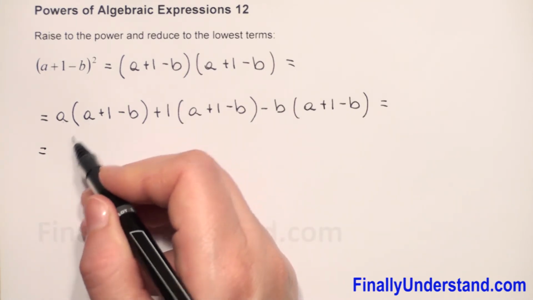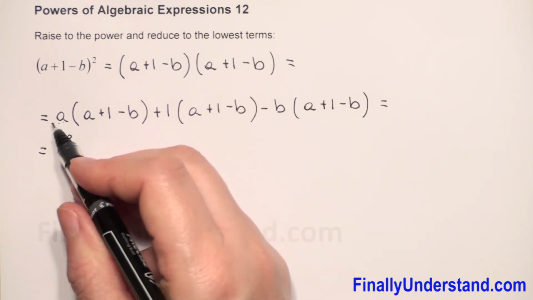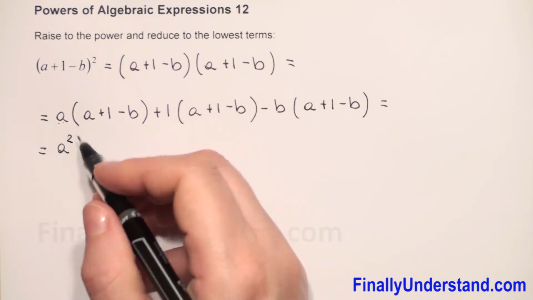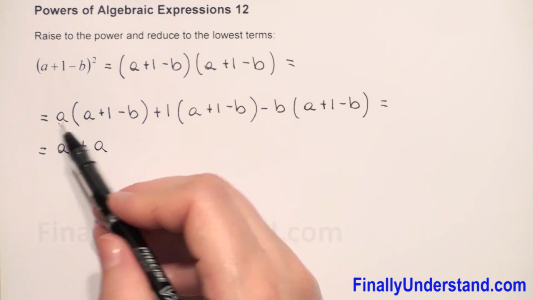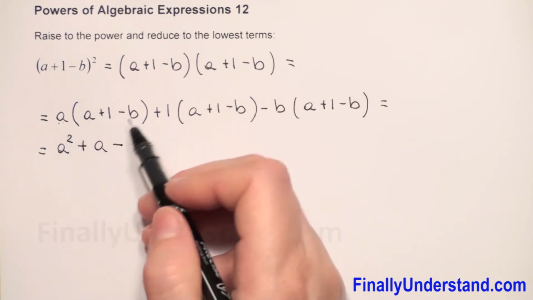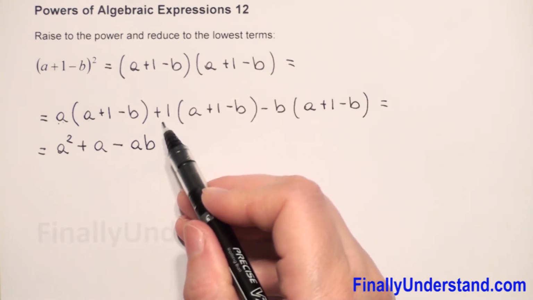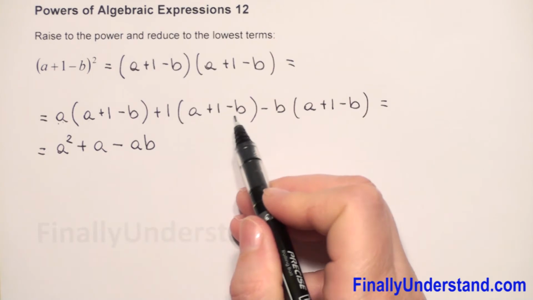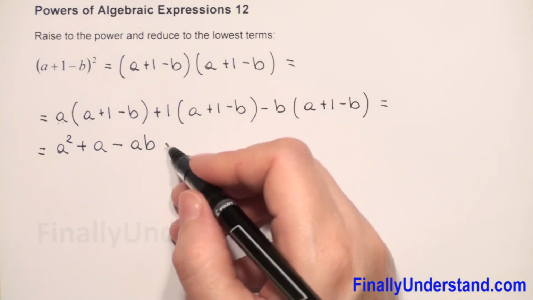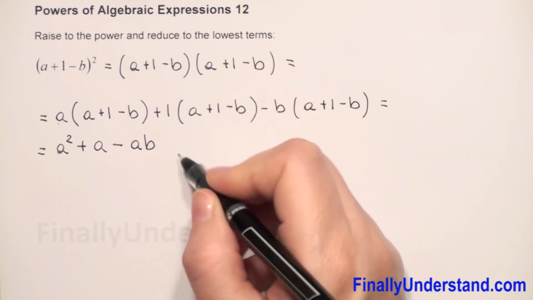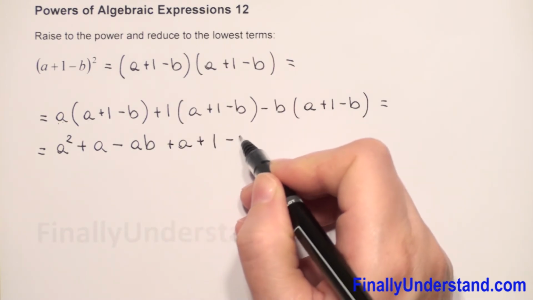So we have a times a is a squared. A times 1. Positive, when we don't have a sign, is always positive. So positive times positive gives me positive. A times 1 is a. And next, positive times negative gives me negative. A times b is ab. Next, we have a positive sign and we multiply this whole expression times 1. When we multiply by 1, it doesn't change anything. So we just rewrite whatever we have in parentheses. So we have positive a, positive 1, and negative b.